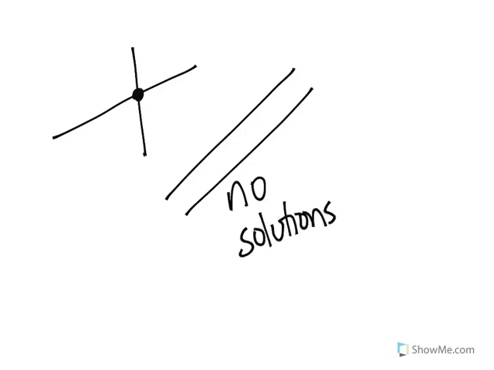I hope you learned something. Remember, when we have lines with different slopes, we're going to have one solution. Lines that are parallel, no solutions. Lines that are the same, if I have one like that, and then I have another one that goes right on top, then we have infinite solutions.